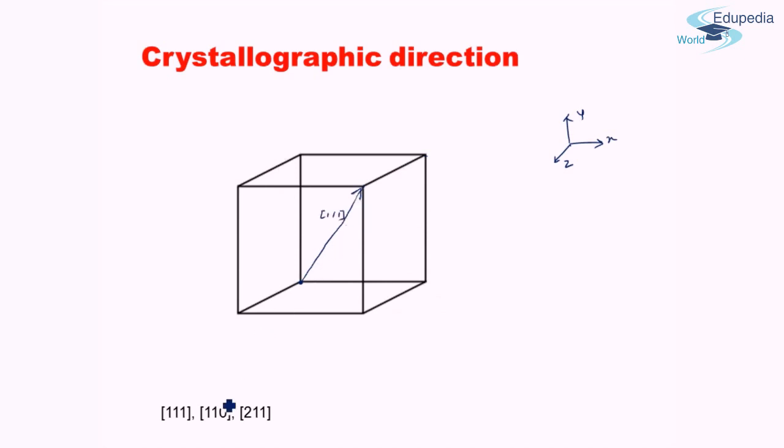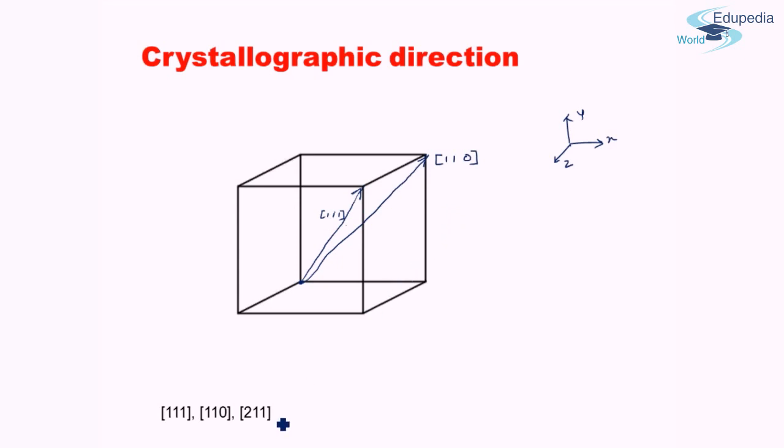Now let us try out 1 1 0. 1 1 0, again the same thing. It's a simple exercise. You just need to keep your convention intact and follow the number of steps provided here. So 1 step in x-axis, 1 step in y-axis, 0 step in z-axis. So it ends over here, starts from here, therefore it will be like this. This should obviously be a straight line. 1 1 0.